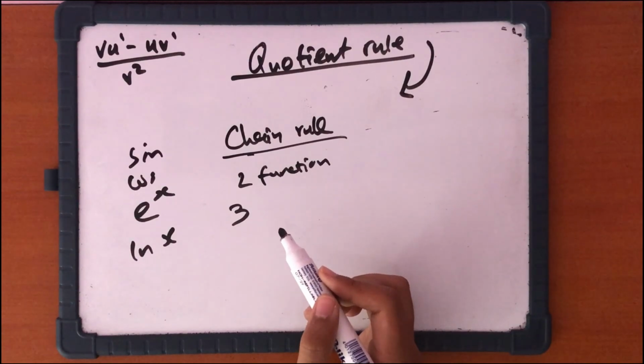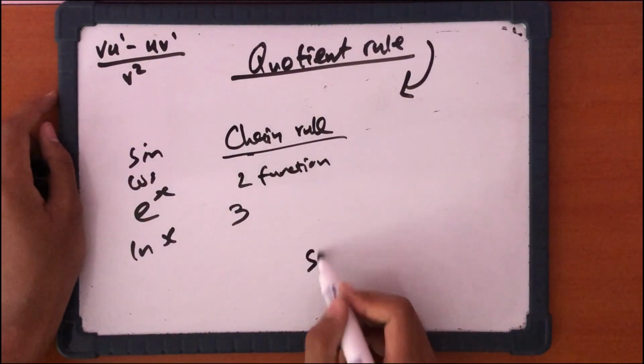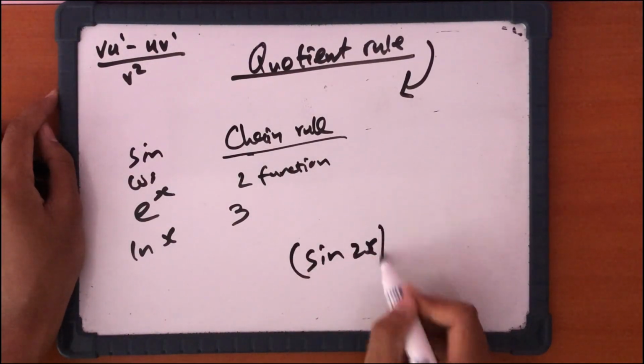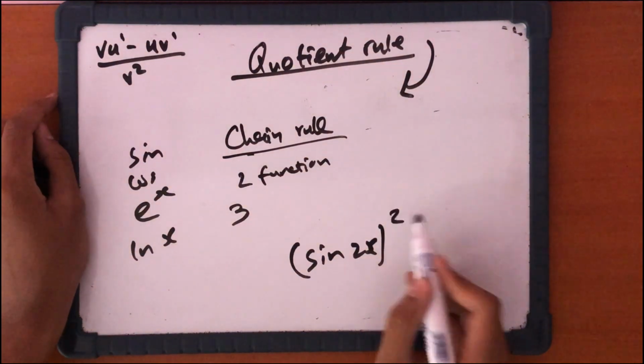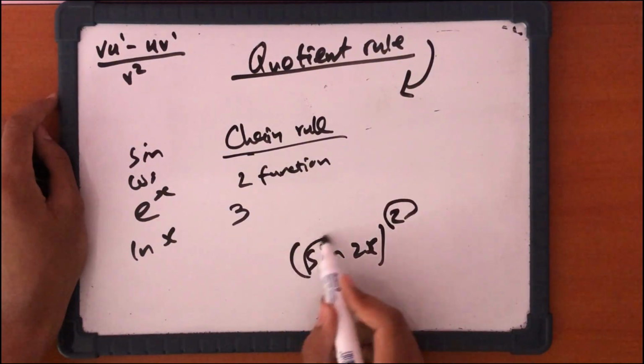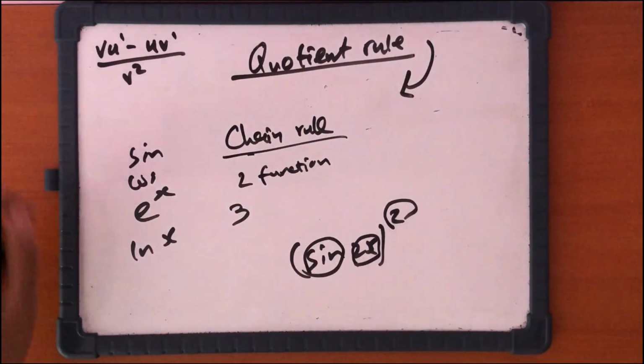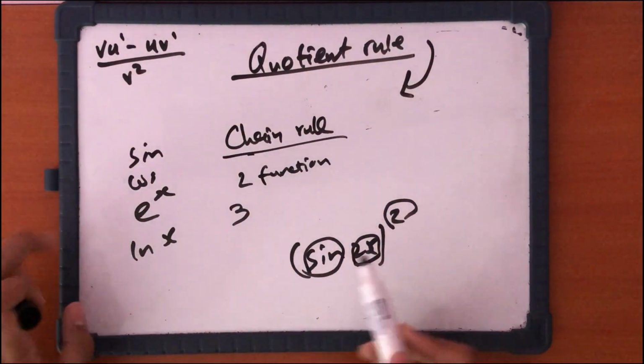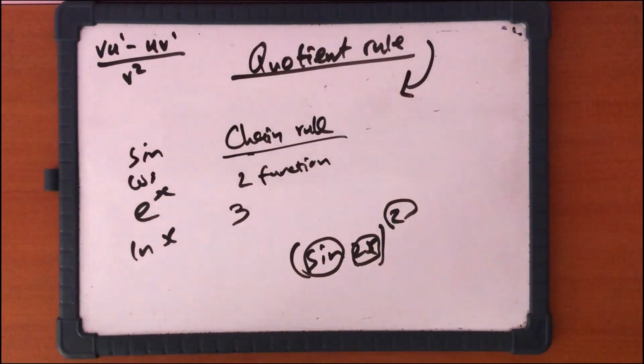Let me not forget. Yeah, I remember, sine of 2x all to the power of 2, let's say. So this is the outermost function, raising it to 2, then sine, and then 2x. So very rare cases of 3 can be there, but then this is very simple, isn't it?